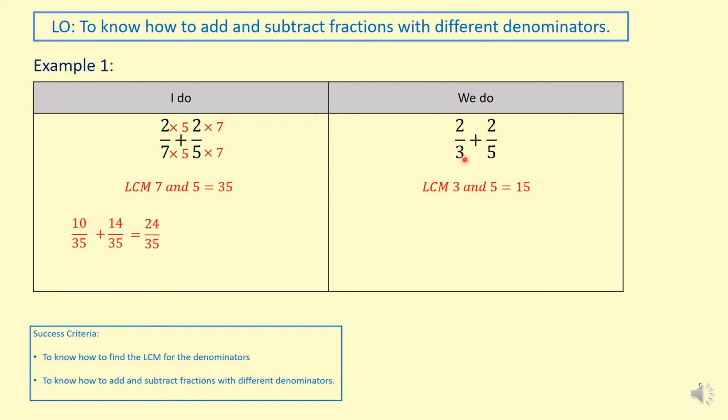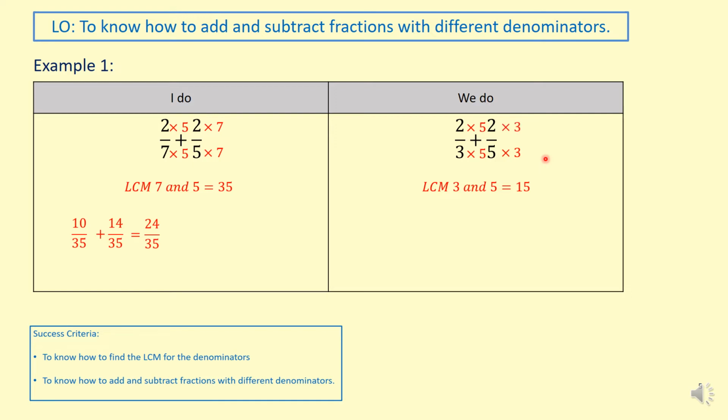So I need to make sure I change that denominator to 15. But how can I make 3 into 15? I need to times it by 5. Whatever I do to the denominator, I do to the top. So I need to times 2 by 5 as well. What do I need to do to 5, in the second fraction, to get to 15? I need to times it by 3. The same thing needs to happen at the top.